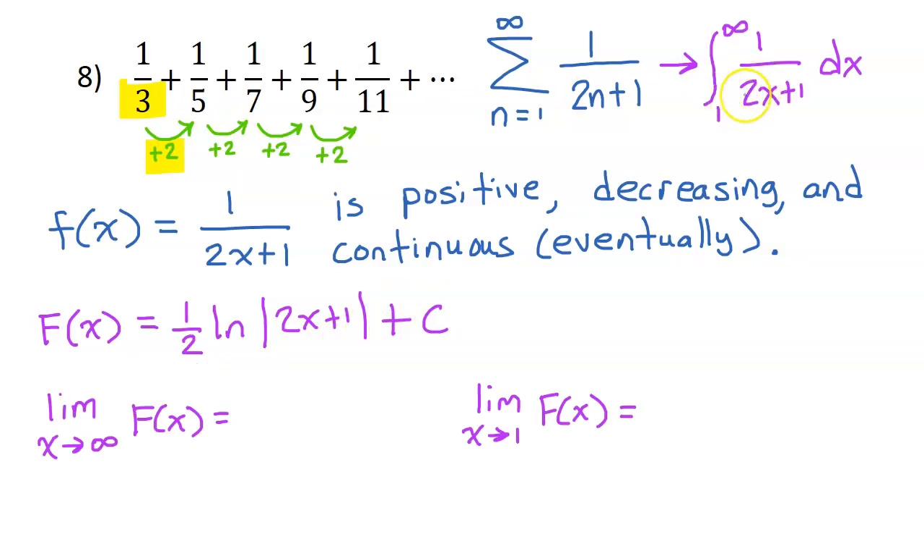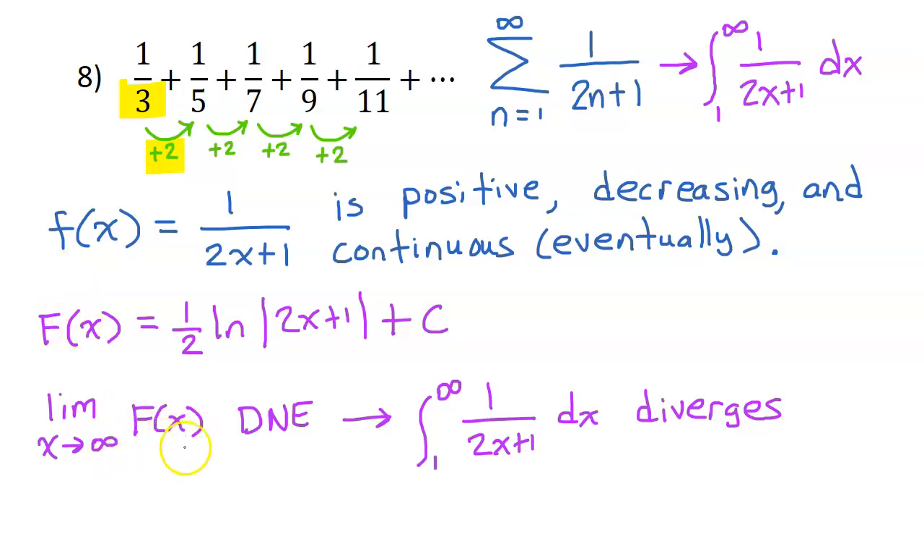Next, we evaluate the improper integral from 1 to infinity of f of x dx. We do this by finding the limit of the antiderivative as x approaches infinity, the upper limit, and the limit of the antiderivative as x approaches 1, the lower limit. You can ignore the plus c for this. As x approaches infinity, this expression just gets bigger and bigger and bigger. That means the limit of the antiderivative as x approaches infinity does not exist.